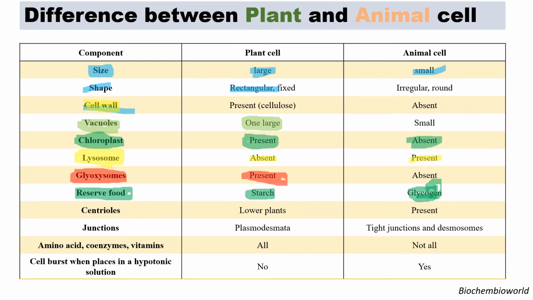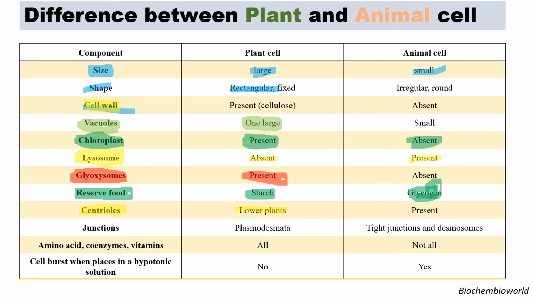Okay, centrioles are the components which are usually present or keep on functioning when the cell is going to divide. Centrioles are usually only present in the lower plants. They are absent in higher plants. And animal cells have centrioles. We all know mitosis and meiosis. Centrioles are functioning over there.